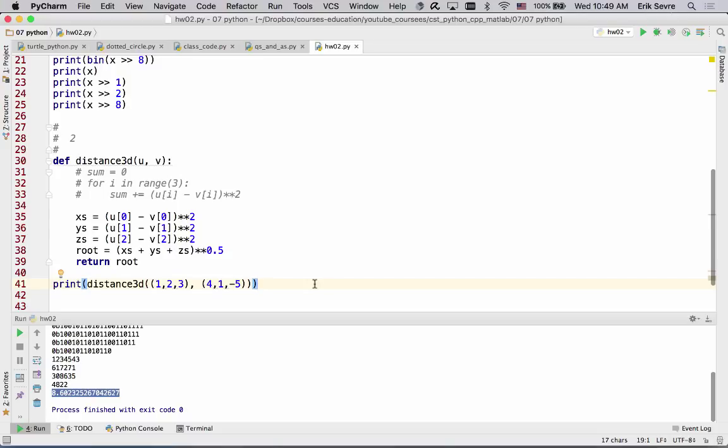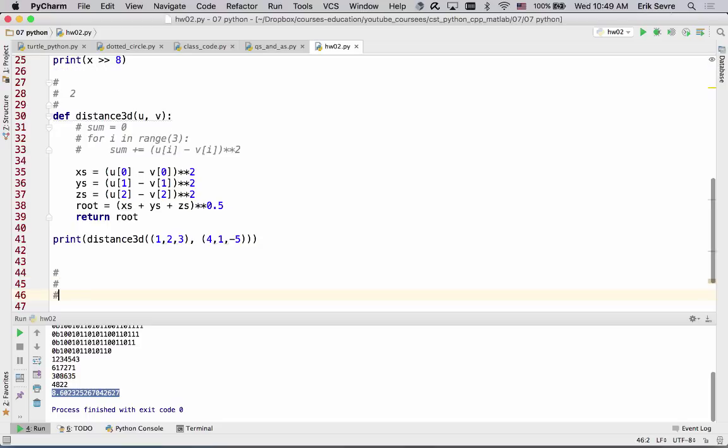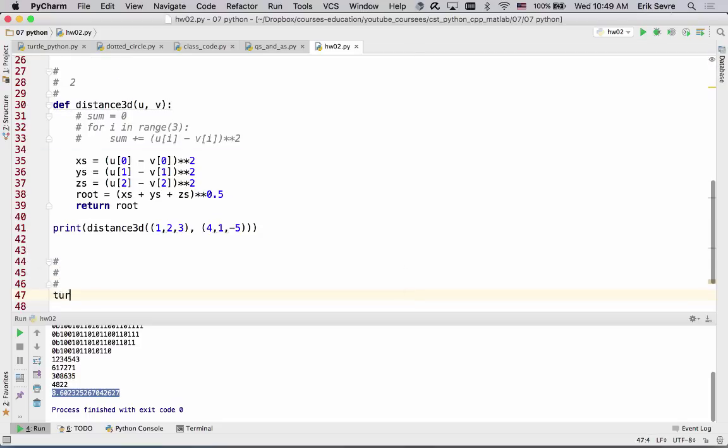So that's how our distance function works. So this would be problem 2 for the homework. I maybe would want to see a few more examples, and more comments would of course be nice. Now the third question had us do some work with turtle.